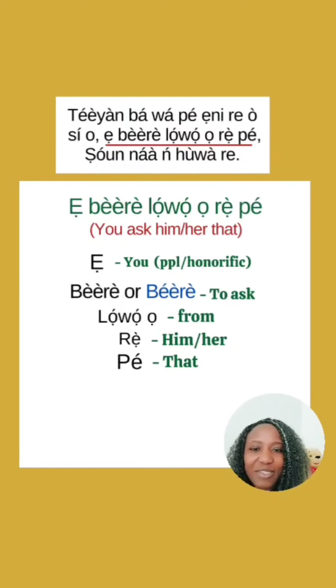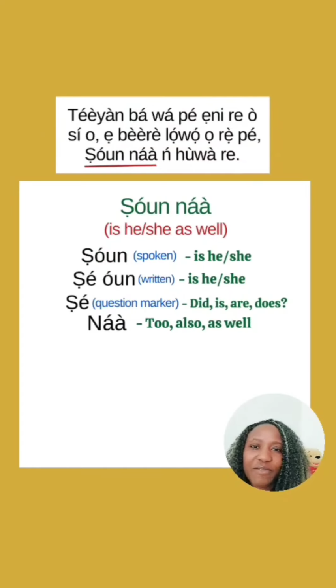And that is ṣé òun nàá. Another contraction here. Ṣé òun nàá is what you would say when you're speaking. But when you're writing it, it actually is ṣé òun náà.